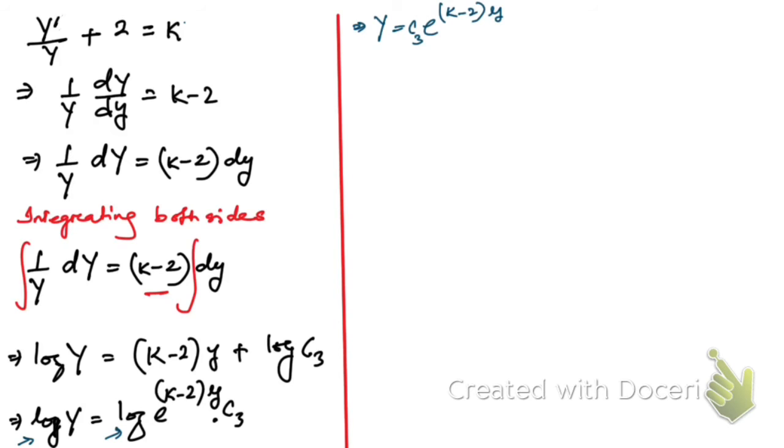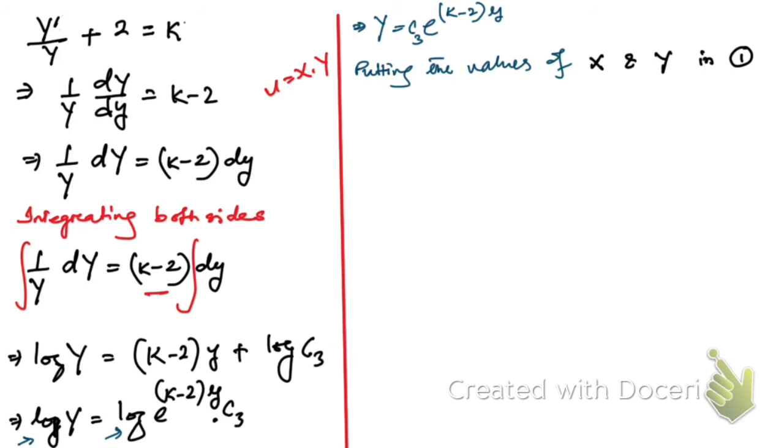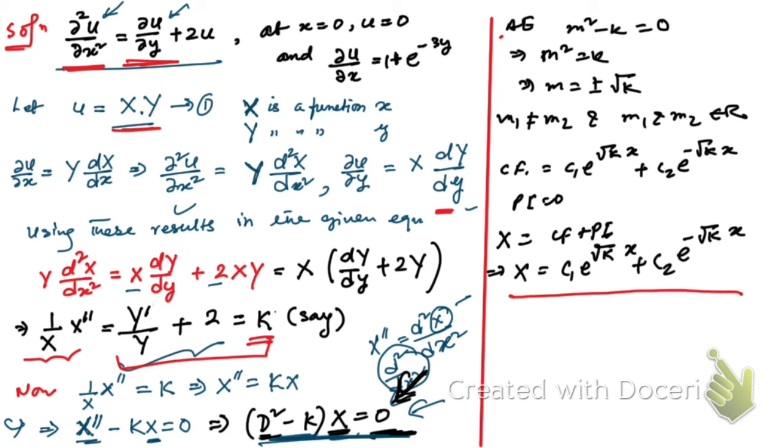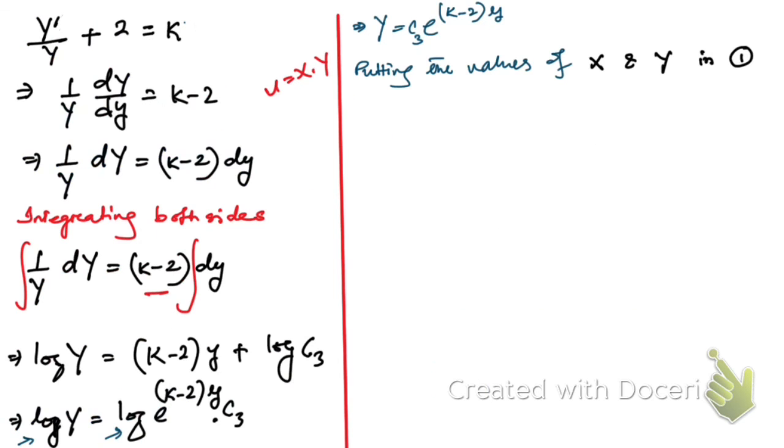Now putting the values of capital X and capital Y in equation number 1. So what are we going to get? What was equation number 1? Equation number 1 is nothing but u is equal to capital X into capital Y. So this is the capital X we have got here, let me copy this. And this is equation number 1, and capital Y is this. So you're going to use these in equation number 1.